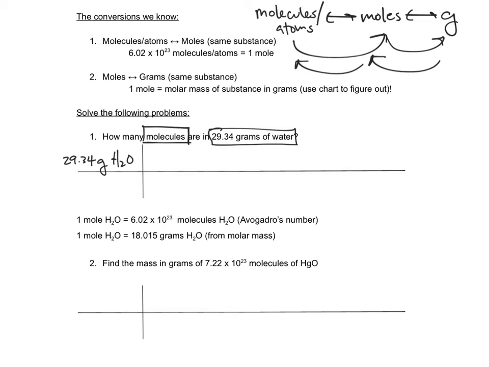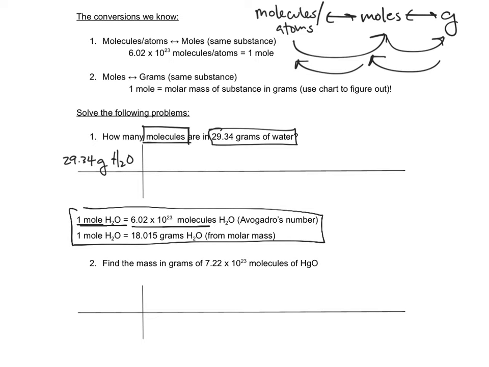And the 2 conversions that we know, I have already written down here for you, filled in the numbers and everything. We know that 1 mole of water has 6.02 times 10 to the 23rd molecules, and it's molecules because this is a compound. And we also know that 1 mole of water has 18.015 grams of H2O. That could be found from the molar mass chart. I went ahead and did it for you, so the number's already there. We're just seeing how to plug the multiple things in.